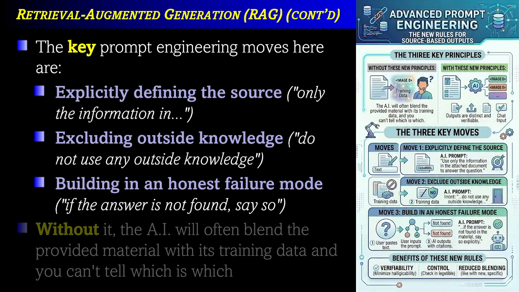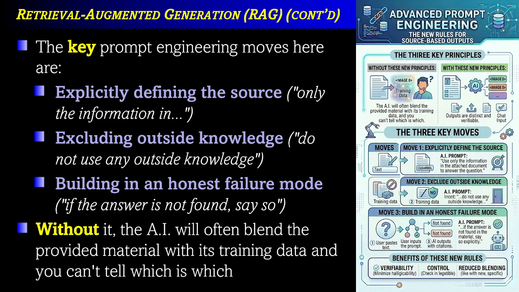The key prompt engineering move here is, one, we are explicitly defining the source with wording like only the information in the document. Two, we are excluding outside knowledge. We're asking it through our prompt, do not use any outside knowledge. Three, we're building in an honest failsafe. We're saying things like, if the answer is not found, say so, avoiding the hallucination factor by making it, if it doesn't know, it tells us it doesn't know. Without it, the AI will often blend that provided material with its training data and can't tell you which is which, and it won't tell you if it can't find it within the source material.